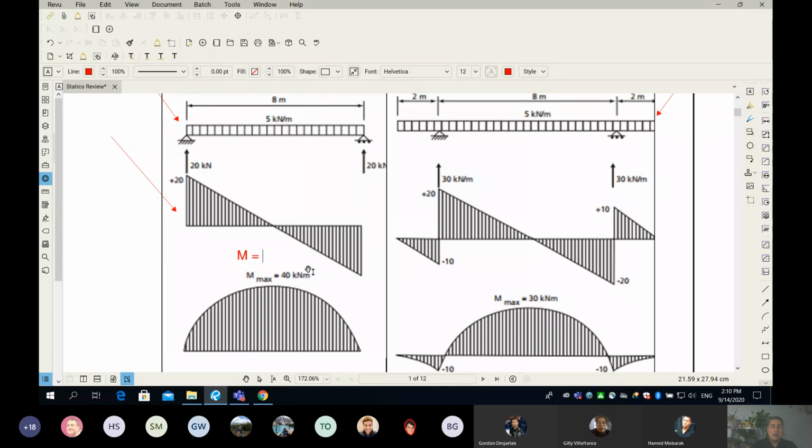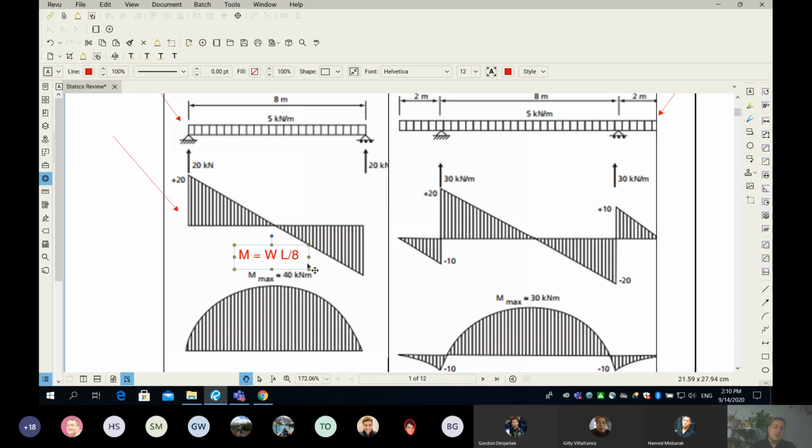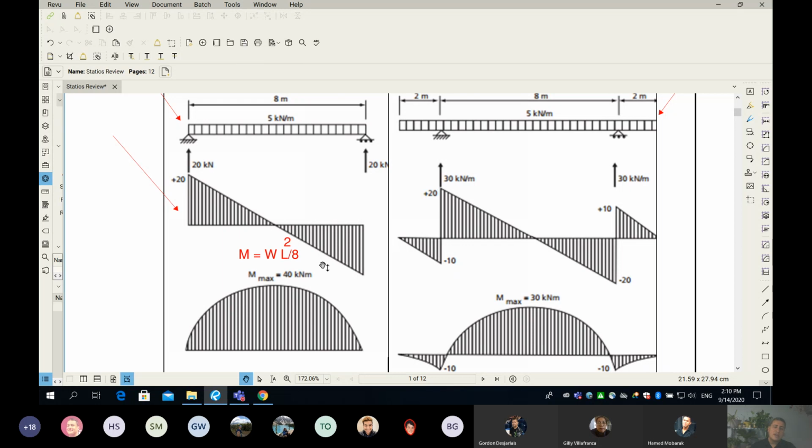M equals W multiplied by L squared, and then divided by 8. I'm sorry, I don't know how to write that in PDF in a good way, but this is what you're supposed to read. So it's W L squared over 8. You take the span, you square the span, you multiply the span squared by the uniform load, and you divide by 8. This will give you the bending moment here, which is the maximum bending moment.